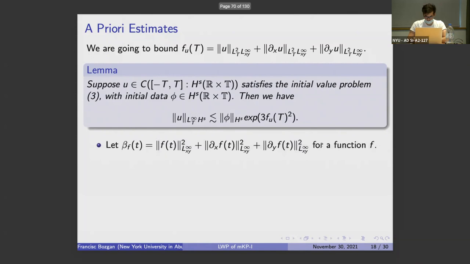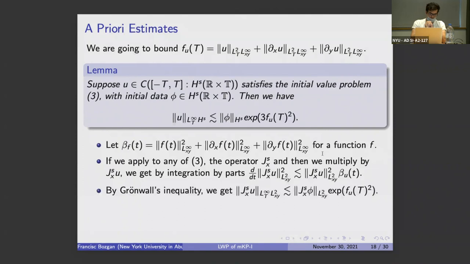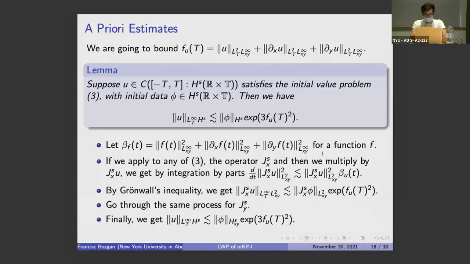In order to show this, I construct a quantity beta of t. By using that quantity, I can get that the derivative of the L2 norm of J^s in x of u is bounded by the same norm times the beta sub u of t. And then we just apply the classical Gronwall inequality in order to bound the L2 norm in space of J_x^s of u by the initial data and also the quantity F of u of t. We do the same for J^s in y, and we can get the energy estimates that we want by combining the two. So this is to show why it's important to bound that quantity F sub u.